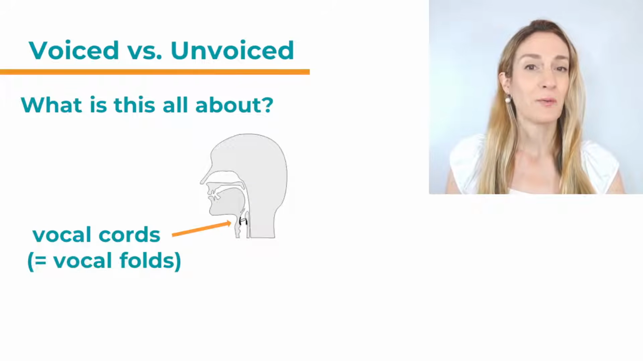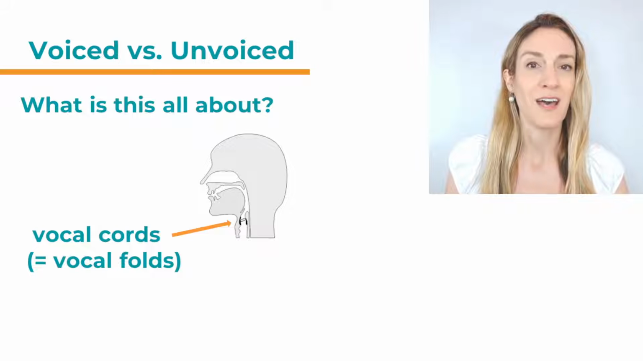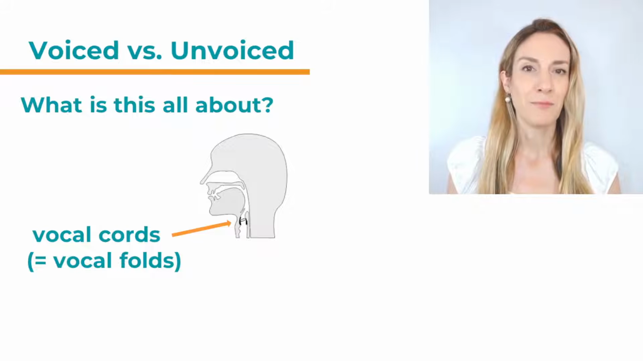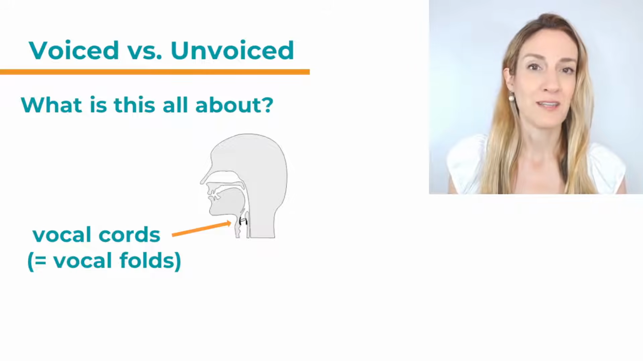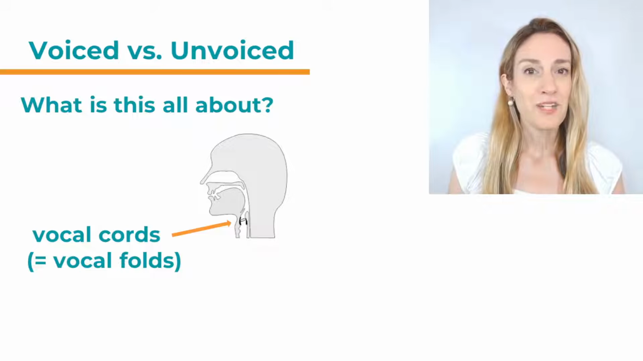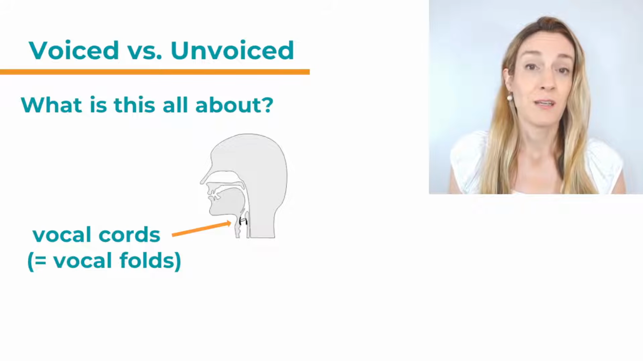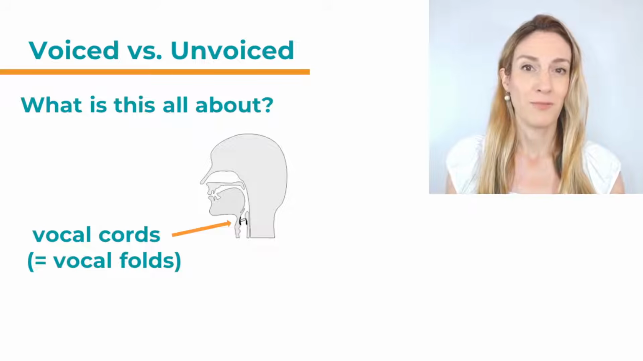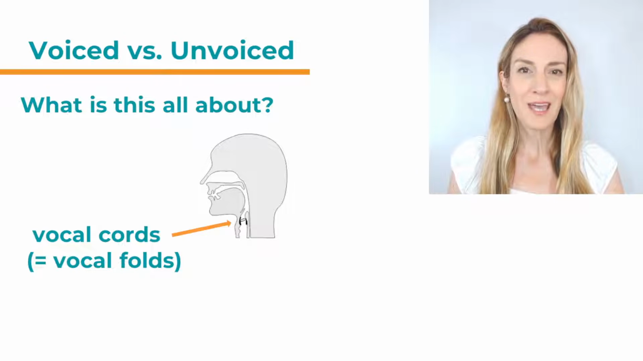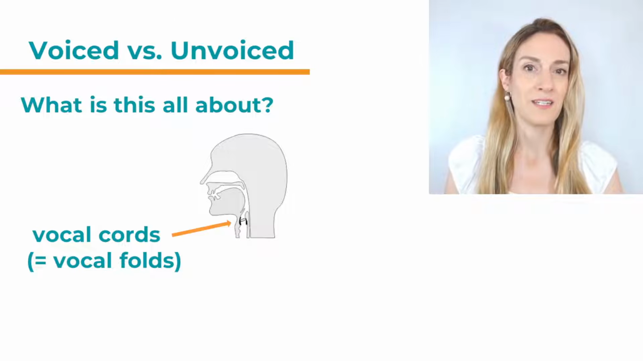First of all, we need to know that in our throat we have vocal cords, two vocal cords on either side, and they really help us to produce voiced sounds and to really voice anything. Sometimes they are also called vocal folds. So maybe you have heard that term instead. I added a little diagram so you can see where they are located in your throat.